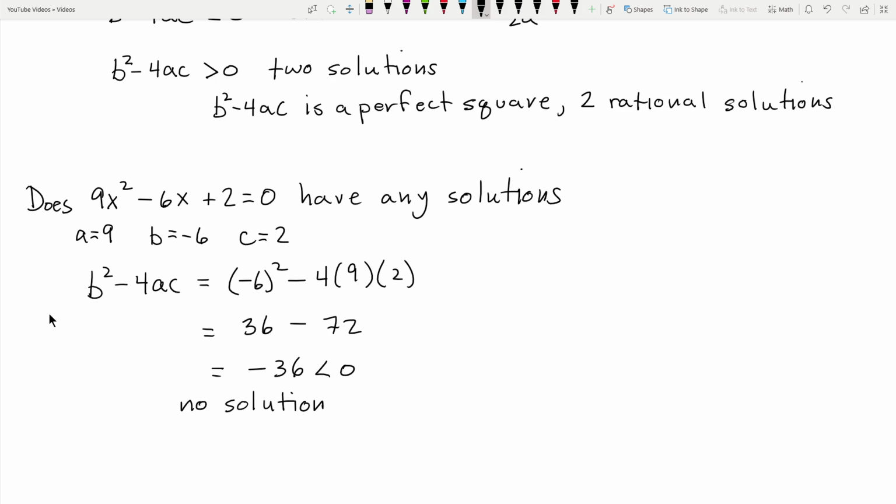Okay, so notice I didn't try to factor it before I try and do anything with it. I'm going to check the discriminant to see if it's even worth going forward with. So this one, I don't have to do any more work than that. It has no solution. Let's take a look at another one.